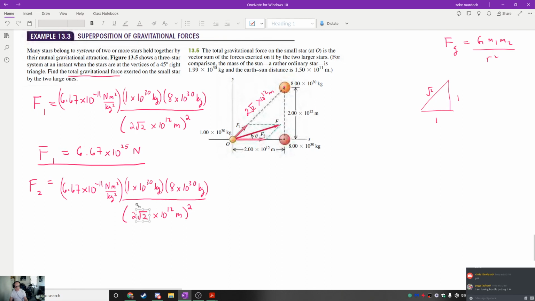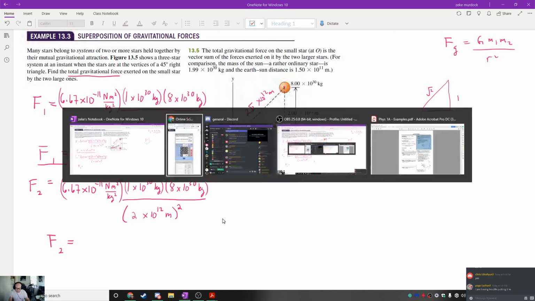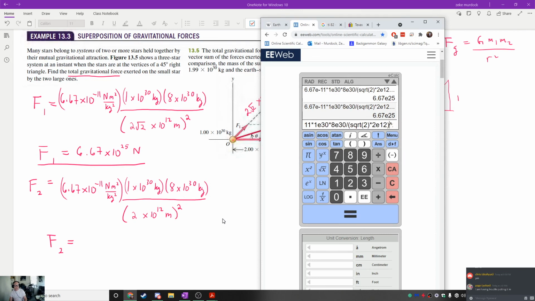Come on, computer, react, there we go. So now we've got our equation here. And we can calculate what F2 is. So F2 is going to be equal to, pretty much all I need to do is take the exact same equation and then get rid of the square root 2, which is going to ultimately be the same thing as multiplying by 2, I believe. So I think our answer is going to be something like 1.33 times 10 to the 26th.